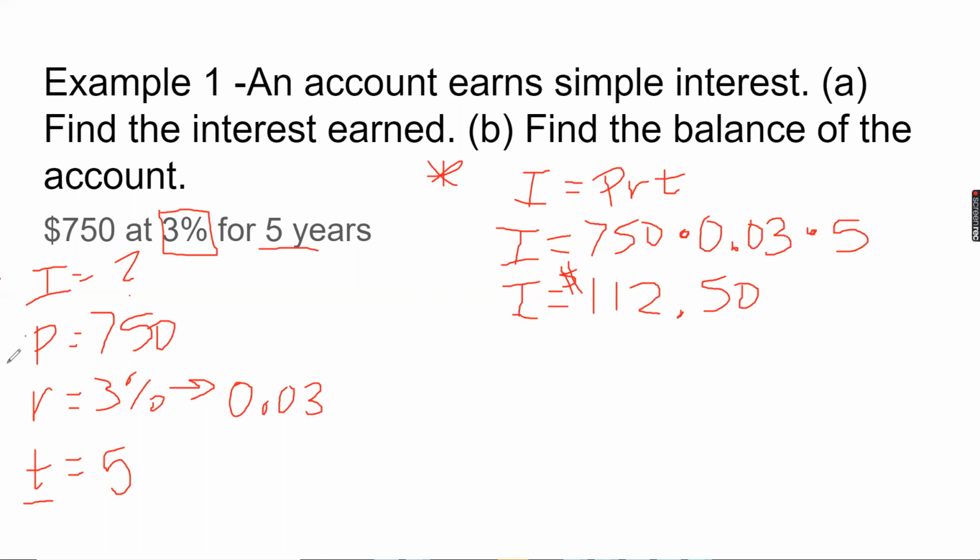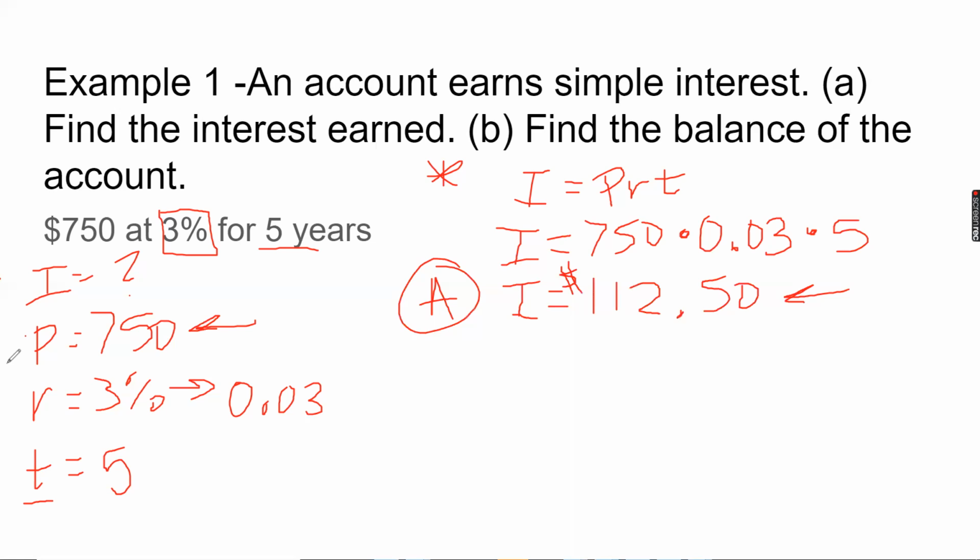Which means we put in $750. The bank, because we're using the bank, gave us $112.50 because we just left it in there. So that's the answer for part A.